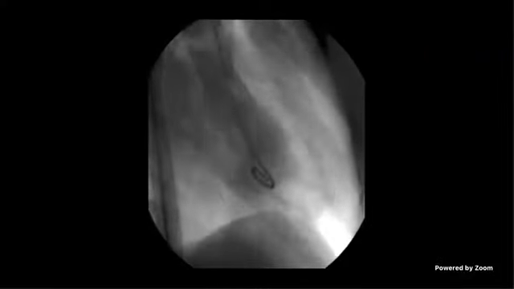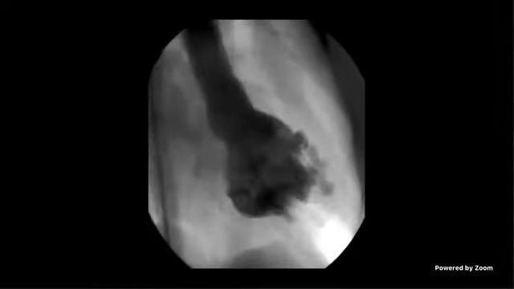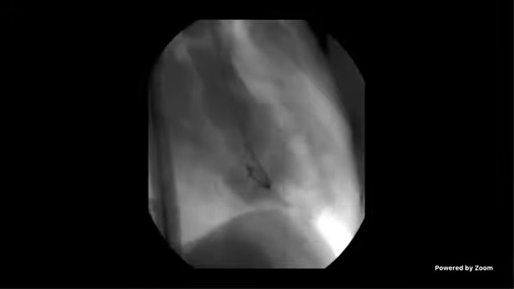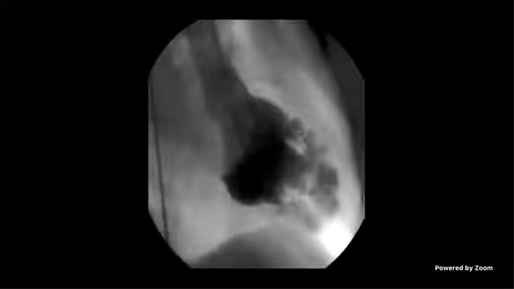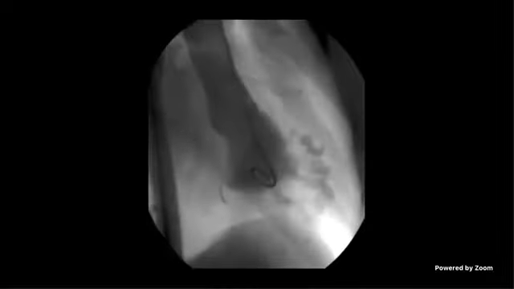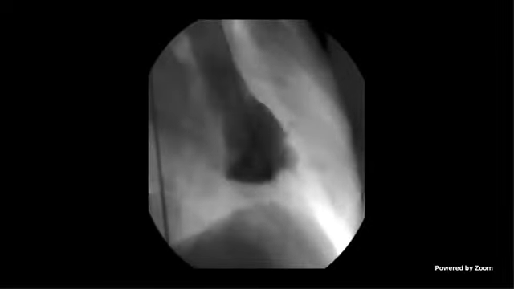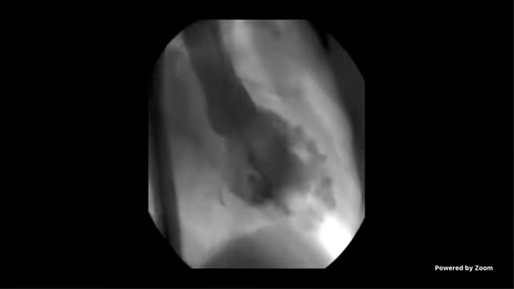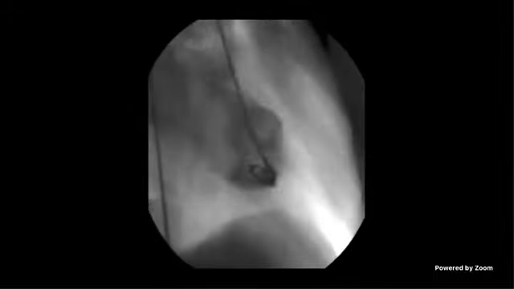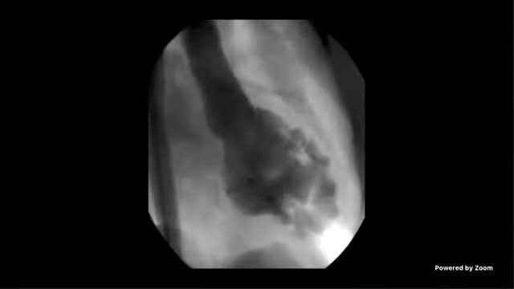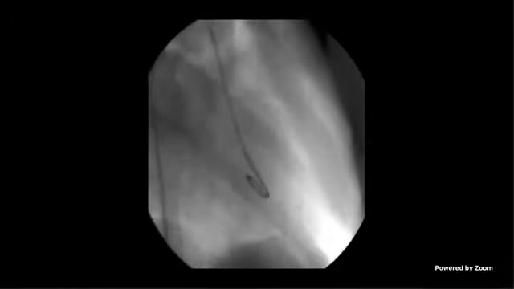Sir, this is a pigtail catheter. The view is RAO view, and the pigtail catheter is from the descending thoracic aorta to the arch of aorta to a chamber which looks coarsely trabeculated, most probably in the apex and mid. Sir, it looks like non-compaction.